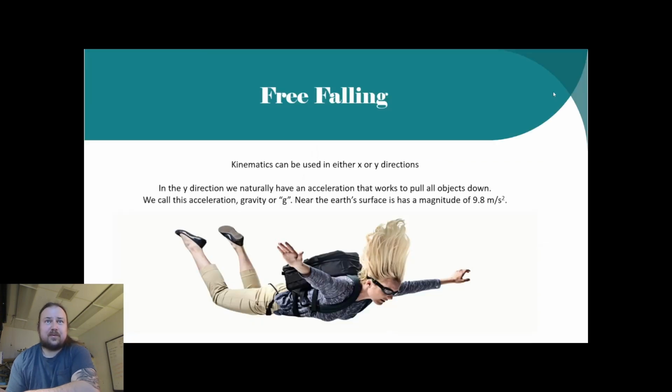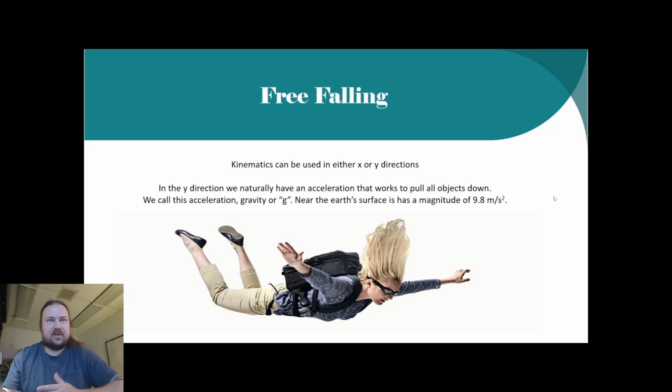There'll be lots of examples on this one, but first we have one more thing we want to cover, and that's free falling. The kinematics are great because they work in either x or y. You can use them horizontally when something is traveling across a plane, or you can use them vertically when something is traveling up or down. That is what we call the y direction.